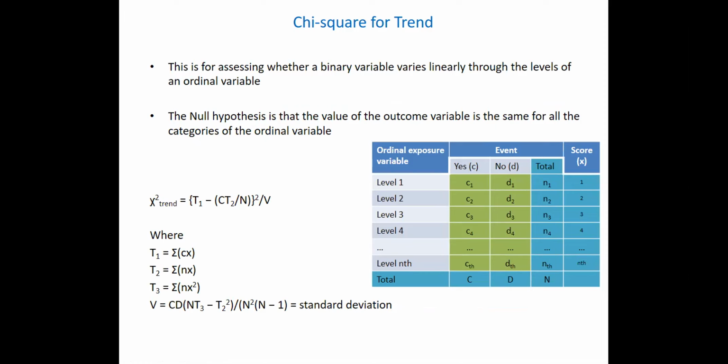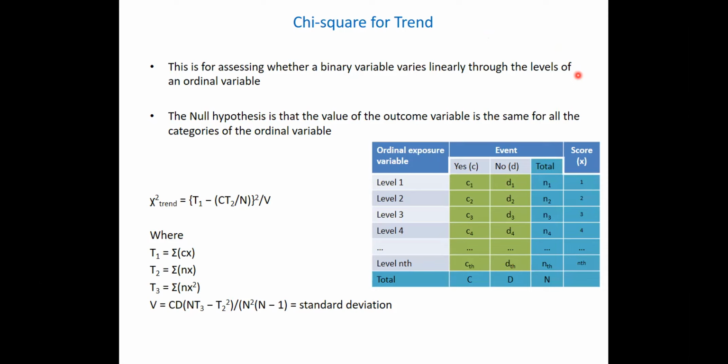Now, this chi-square for trend is for assessing whether a binary variable varies linearly through the levels of an ordinal variable. There are 2 things I want to note. A binary variable means there are 2 possible outcomes, either yes or no, male or female, whatever. Maybe good or poor knowledge, person immunized yes or no, is it diabetic yes or no. Think of any outcome that has only 2 possible values. That is a binary outcome, a binary variable.